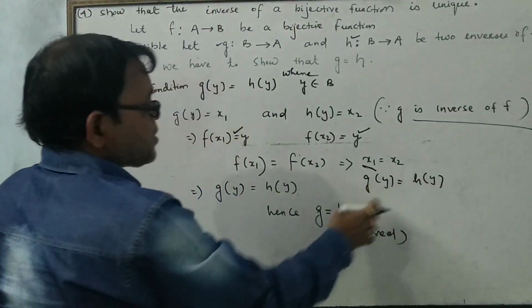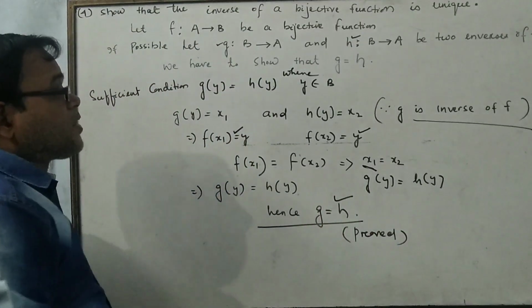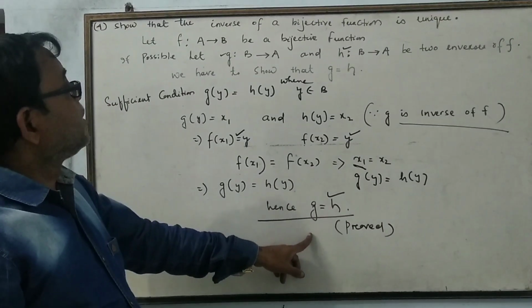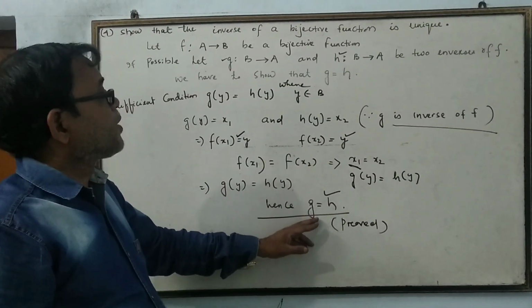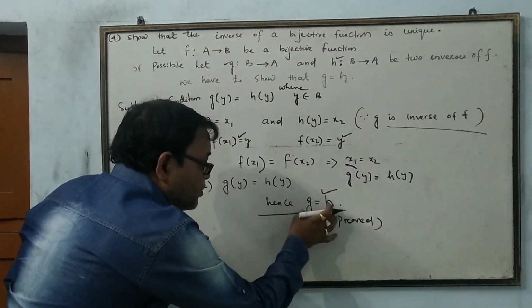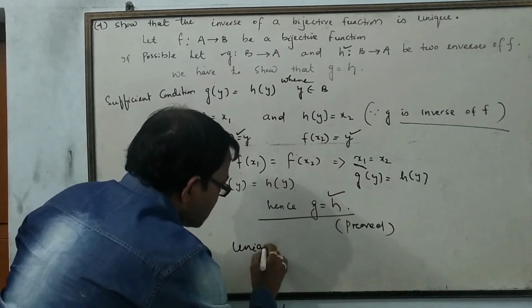Since g of y is equal to h of y, therefore it is proved that g is equal to h. That means only a single inverse, only a single inverse of a bijective function will exist. That means g and h both are the same. So there is a unique inverse. Okay.